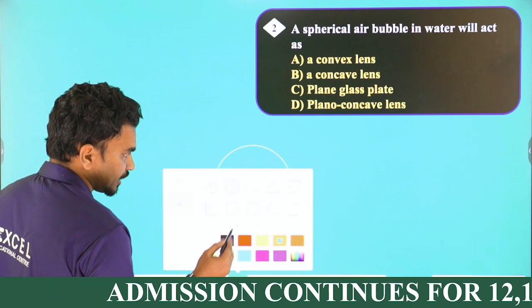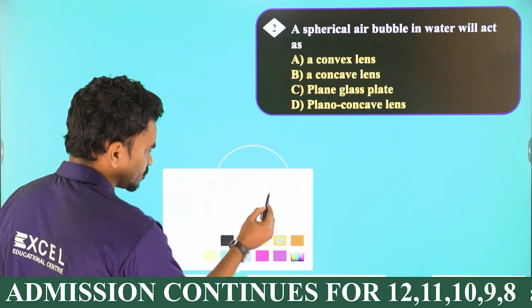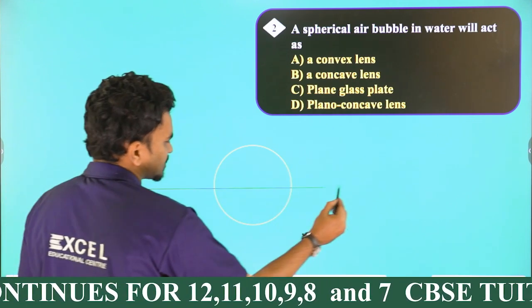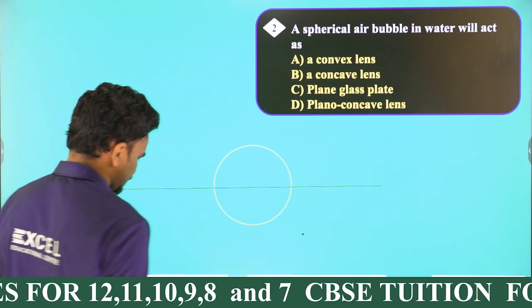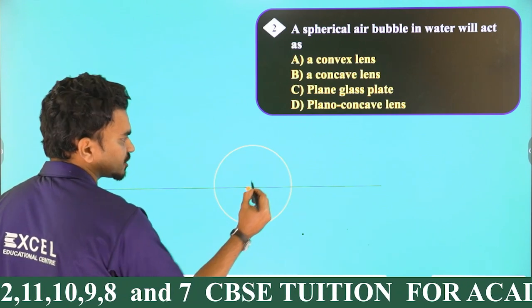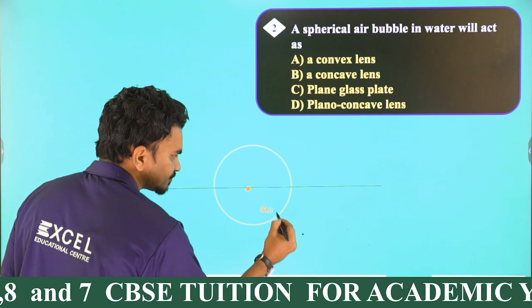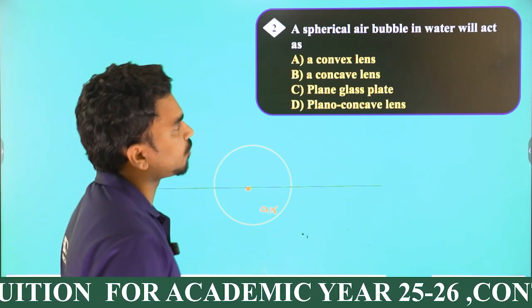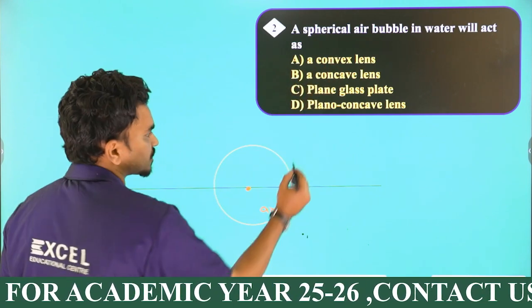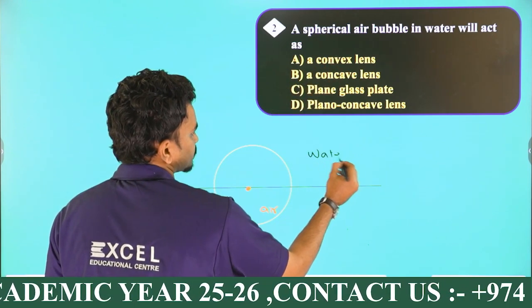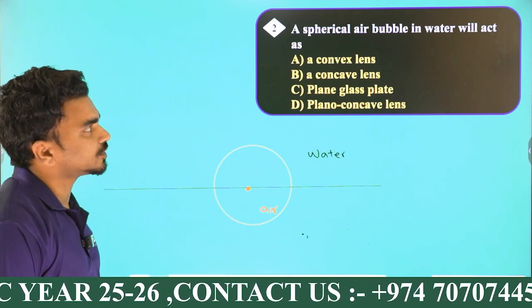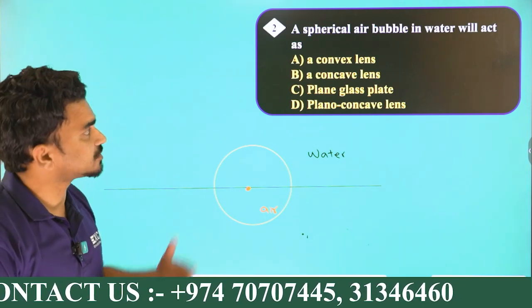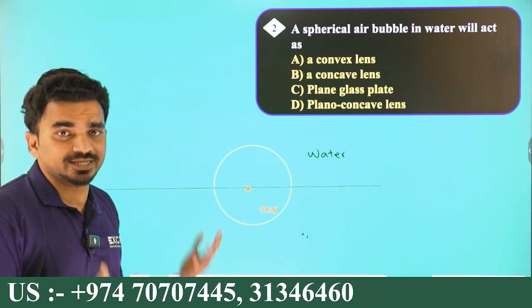I need a principal axis here to draw. Let me draw a principal axis. And this will be the center of the sphere, the air bubble. What is inside here? Air. What is outside? Outside the medium is water, right? An air bubble in water. So outside is water. We want to find out how this air bubble acts. Does it behave like a convex lens, concave lens, plane glass, etc.?